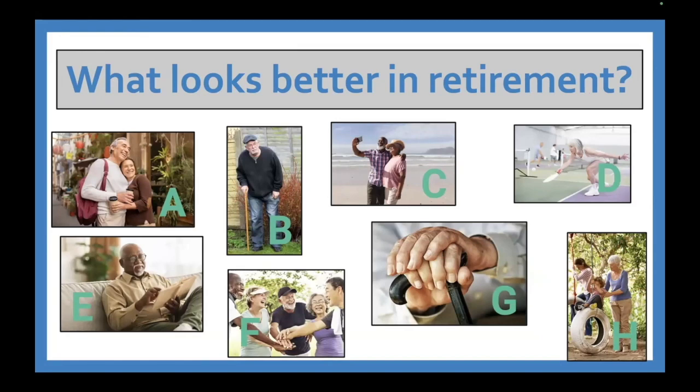I'm going to be honest with you. I love A and C because it looks like they're traveling. D looks like they are moving and exercising. I know my wife is looking forward to spending a lot of time reading, and E, and I want to spend time with the grandkids.